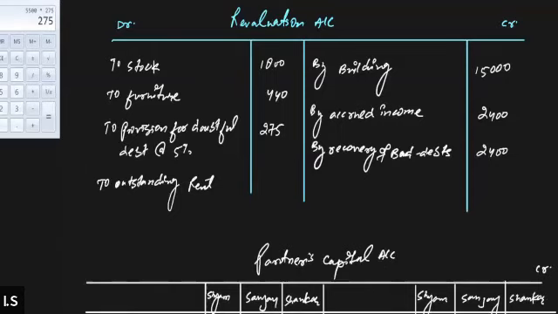Outstanding rent will be 4800. Outstanding rent is a liability. This will be shown under the revaluation account on the debit side as well as in the balance sheet also. Okay, now we need to find out the profit of the firm, profit of the partners. We'll write down profit transfer to.